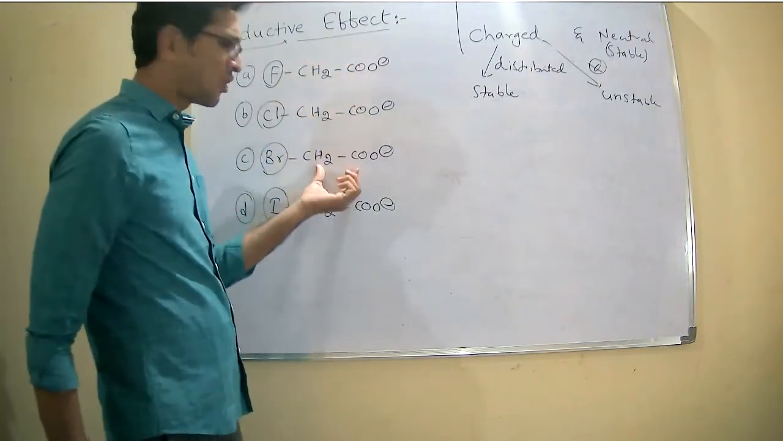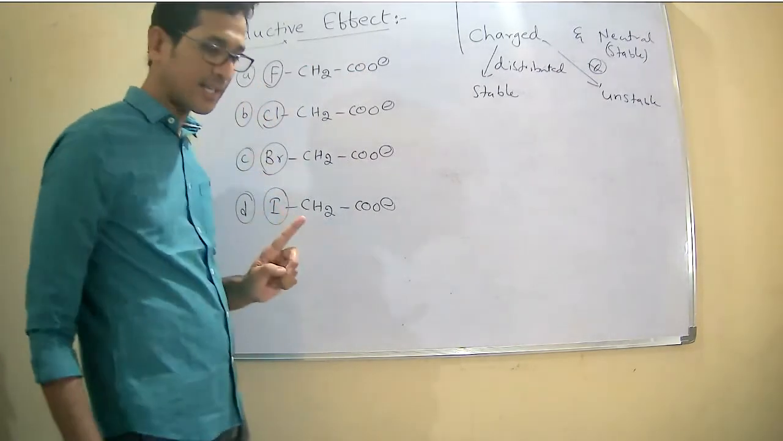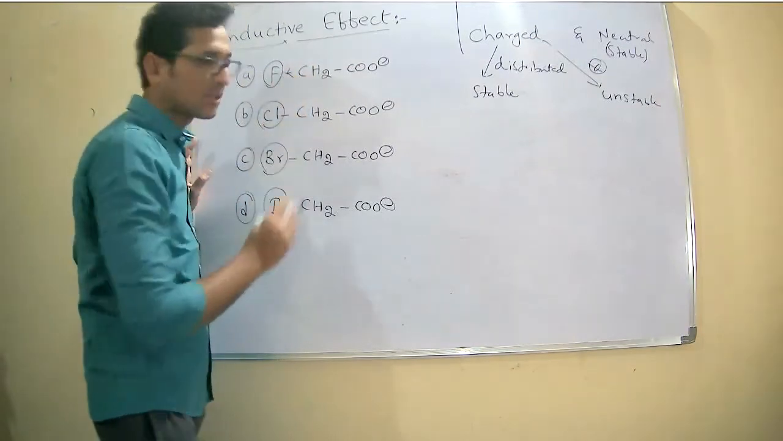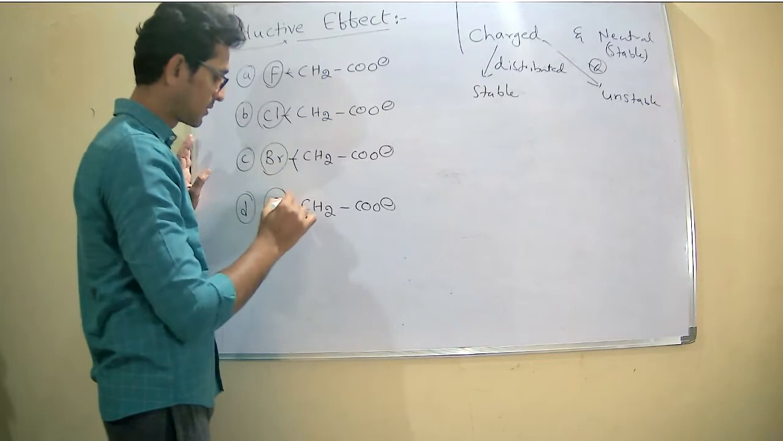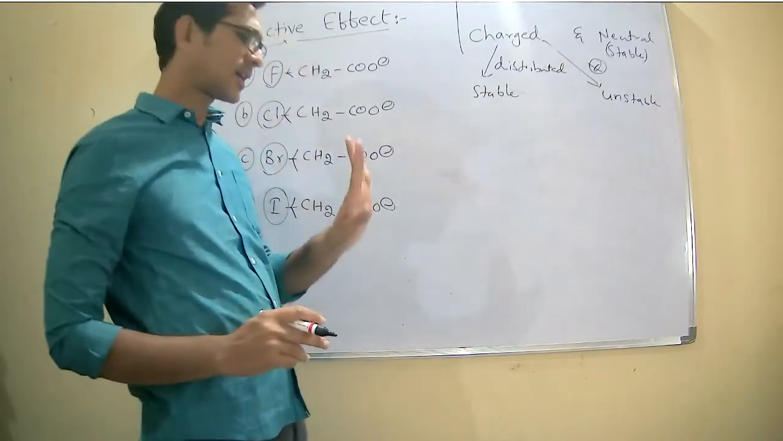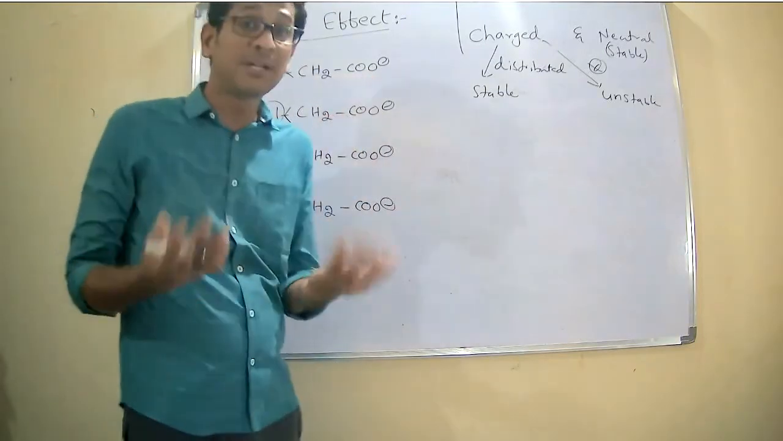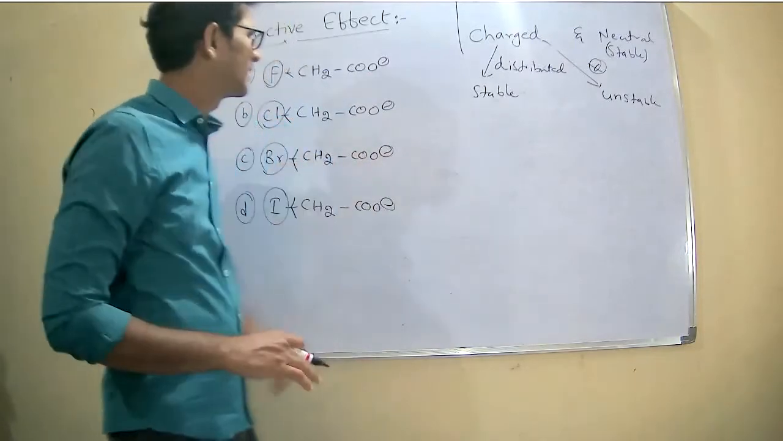This 40 is common for all. Here, the fluorine, chlorine, bromine, iodine is there. Now see here, fluorine withdraws electron from this group. Similarly, chlorine withdraws, bromine withdraws, and iodine withdraws. All can withdraw electrons, right? Okay. But now we need to discuss the stability, which is more stable, meaning which is more readily neutralized.